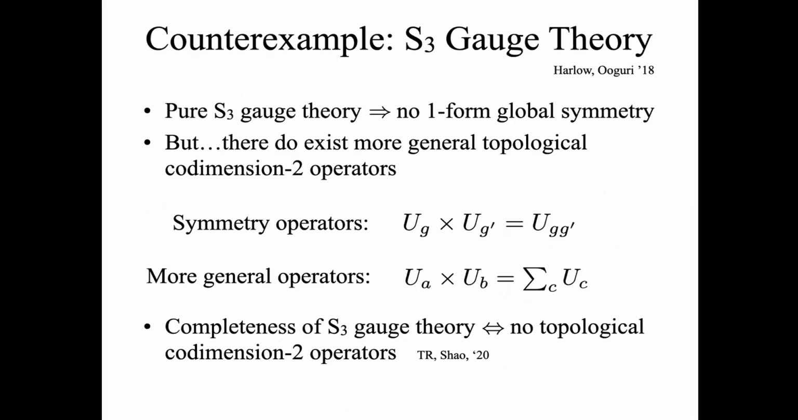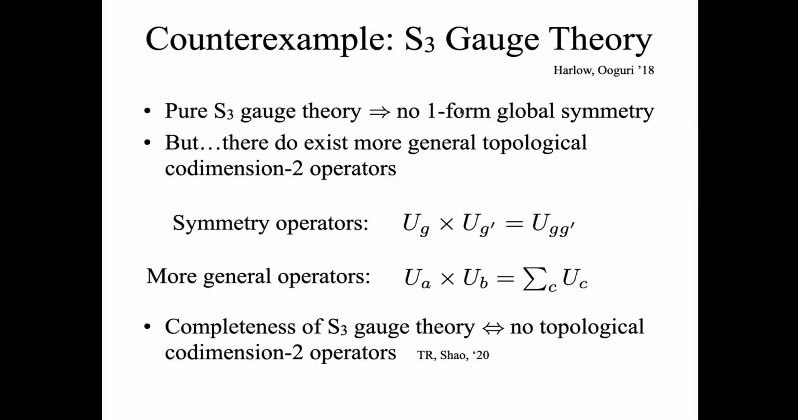As I say, there's actually a counterexample to this statement. Harlow and Ooguri pointed out such an example in their paper. You can consider S3 gauge theory. What you'll find is that even if you're considering pure S3 gauge theory, so there's no matter in any representation, you will still not have any one-form global symmetry. So this is a naive counterexample to this relationship between global symmetries and the completeness hypothesis. But there's actually a more general story here. It may be true that there's no one-form global symmetry, but there are more general topological codimension 2 operators.